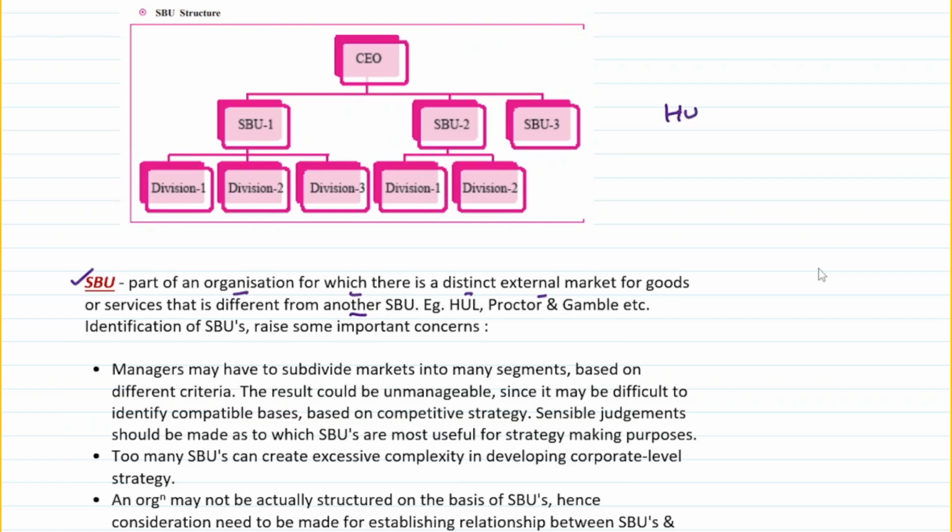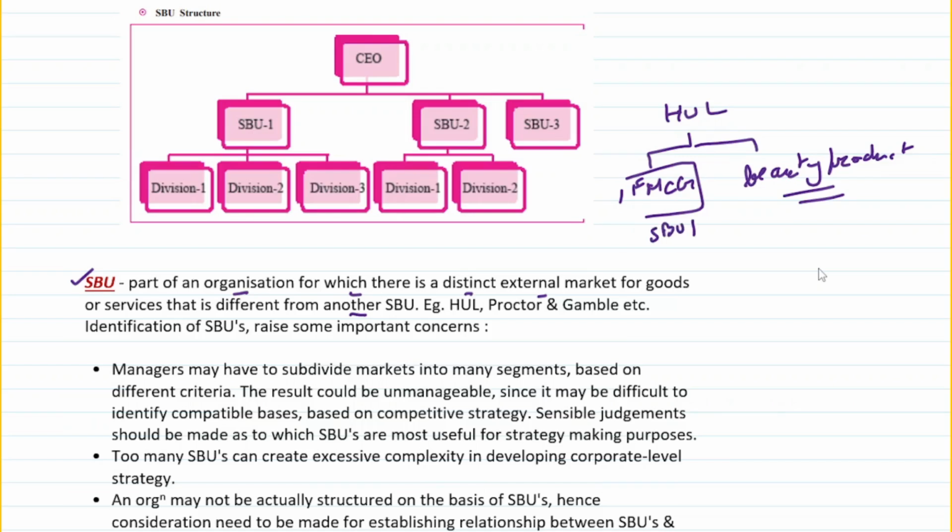For example, there is a company called HUL. Now HUL, that is Hindustan Unilever Limited, they have two divisions. One of them is for FMCG and one is there for, I would say, some beauty products, right? So HUL as a whole is basically an organization, but it is distinguished into two different units. So you can term this as strategic business unit. So this is SBU1 and this is SBU2. So this is the clear-cut definition of it.